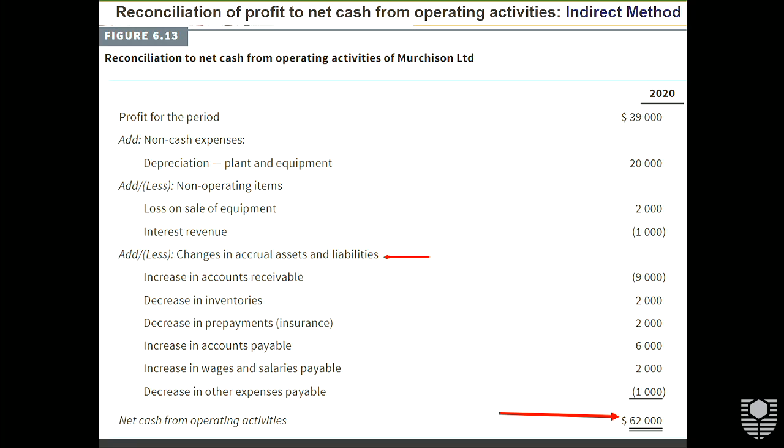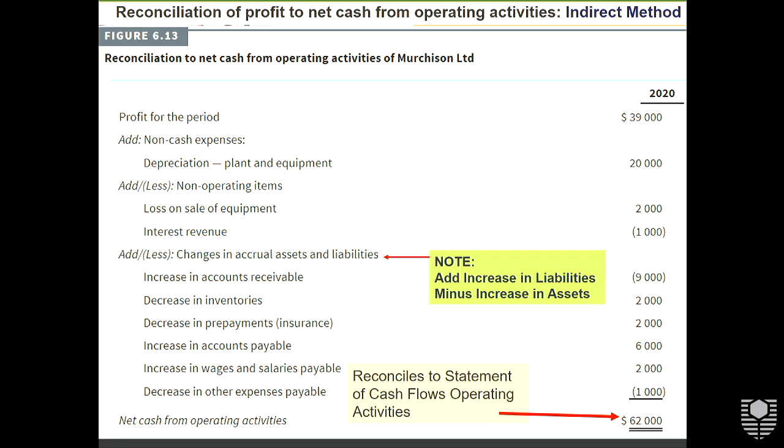We're also now going to look at our movements between our assets and liabilities that relate to our operating items. So we've got an increase in our accounts receivable. Notice how we're going to deduct increases in assets, and we're going to add increases in liabilities. So if you look at that increase in your accounts receivable, if you go back to your balance sheet, you can see you had an opening balance of 43 and a closing balance of 52.